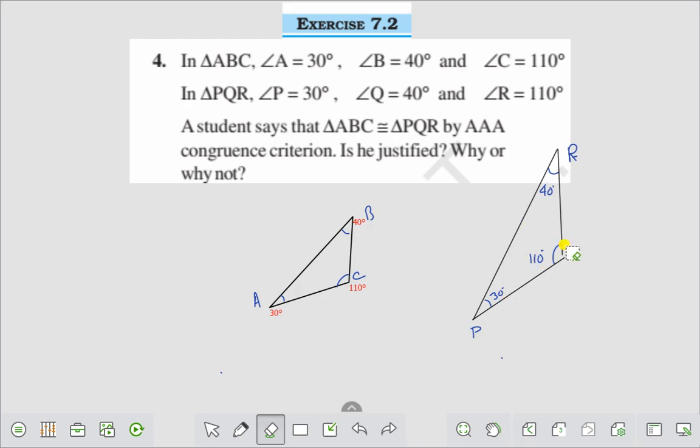P. Q is 40 degrees. This is Q and this is R. Right. This is Q and this is R.